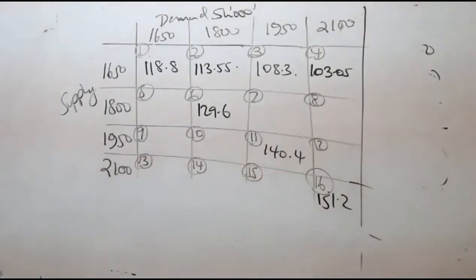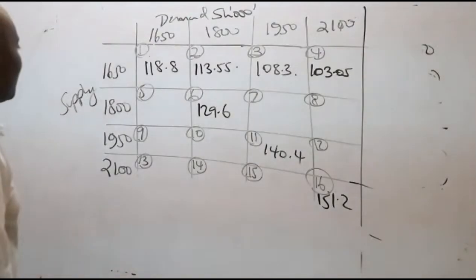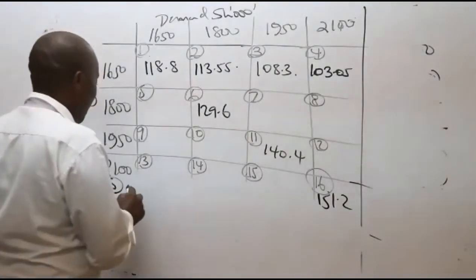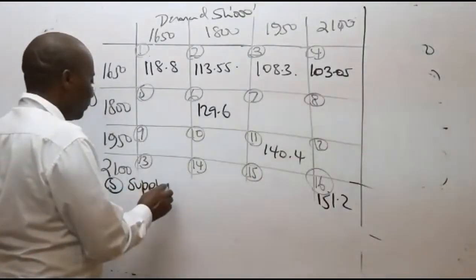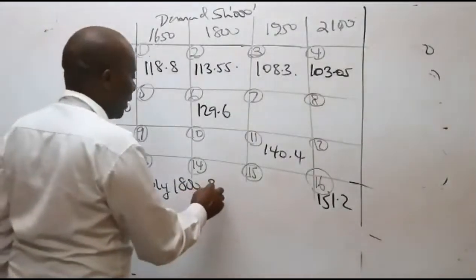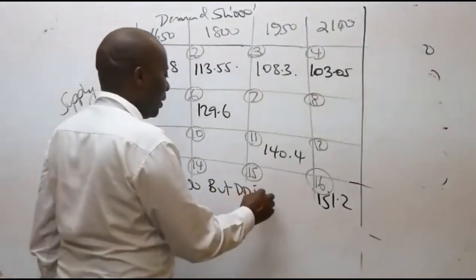Answers are coming in thick and fast. And this 86.1 seems to be quite famous. Thank you very much. Allow me to do this one. So this one is cell number 5. And for cell number 5, ladies and gentlemen, we have supplied 1800, but demand is 1650.